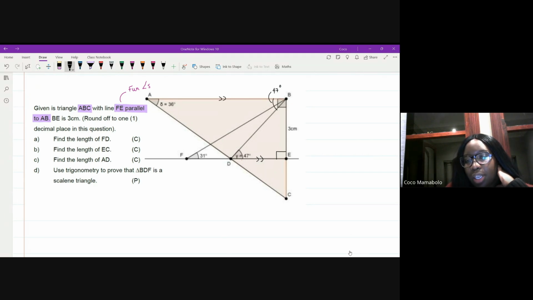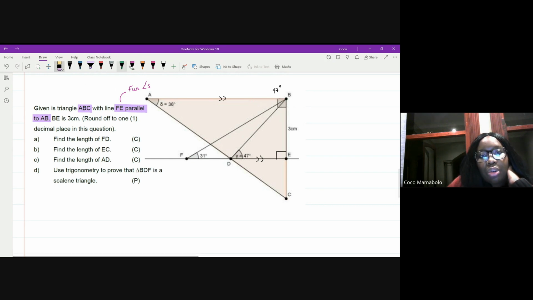What about B and F? Because it also gives us alternating angles. Emmanuel says B and F also give us alternating angles. Correct. So we know that there is our Z. Good. So if that whole angle is 47 degrees, just that tiny piece there is 31 degrees. Well done, Emmanuel.